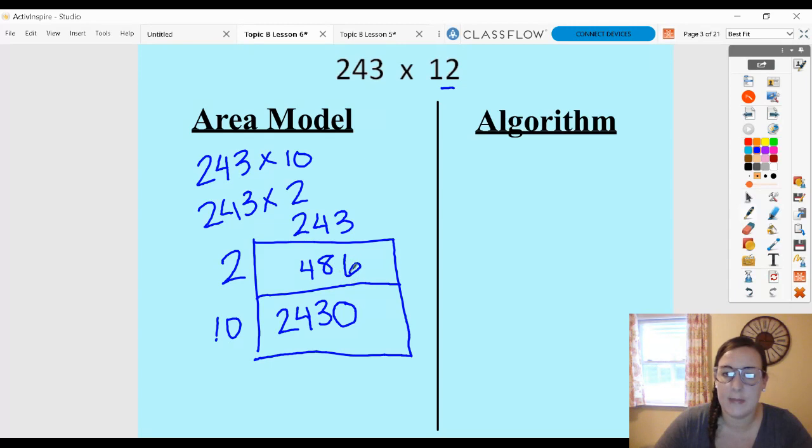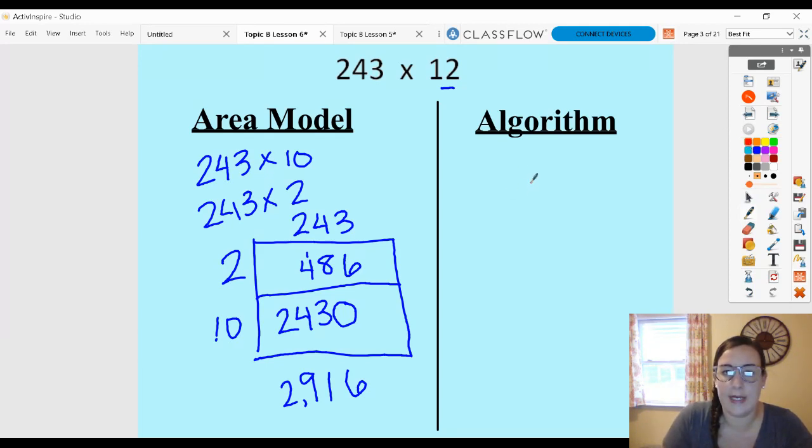Now, the third step is to add those partial products together. So I'm going to start in the ones place, and I get a 6. I'm going to then go to the tens place. So I have 8, 9, 10, 11. I'm going to carry a 1, and I end up with 9. And then in my thousands place, I have a 2. So 2,916. Let's double check that with the standard algorithm.